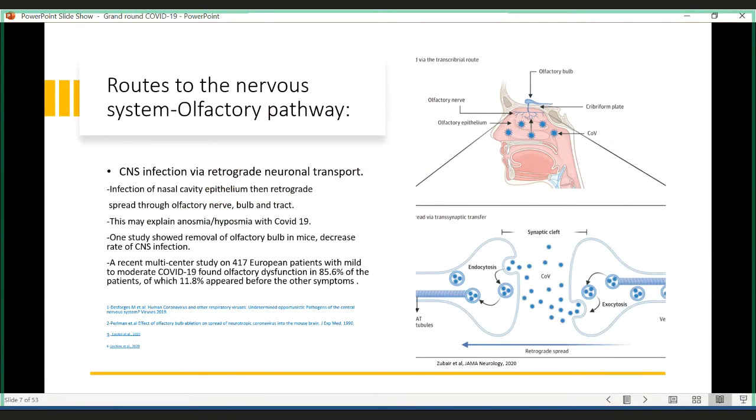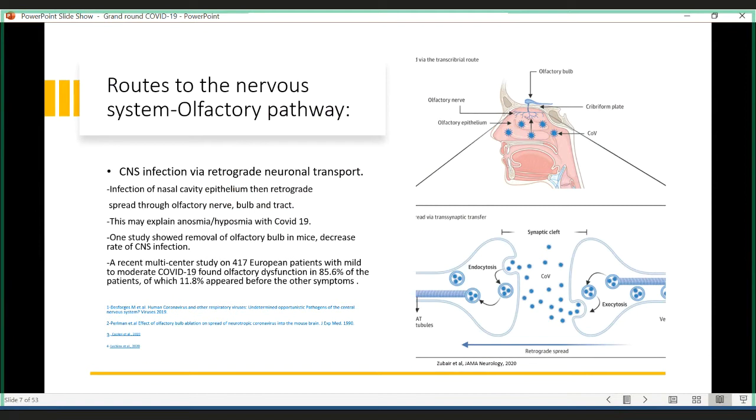So what are some of the routes by which the virus can reach the CNS? There are some theories about routes the virus can take to reach the CNS. One of them is the olfactory pathway. They think the virus could retrogradely migrate through the olfactory nerve, olfactory bulb, and olfactory tract, and reach the CNS. There are some studies that support this idea. One study done on mice showed that resection of the olfactory bulb decreased the spread of COVID-19 to the CNS.